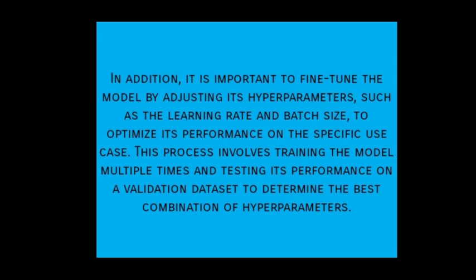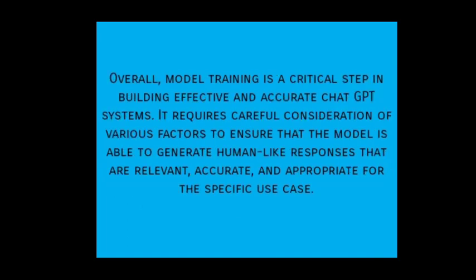This process involves training the model multiple times and testing its performance on a validation dataset to determine the best combination of hyperparameters. Overall, model training is a critical step in building effective and accurate ChatGPT systems. It requires careful consideration of various factors to ensure that the model is able to generate human-like responses that are relevant, accurate, and appropriate for the specific use case.